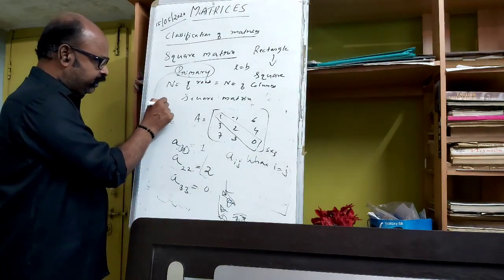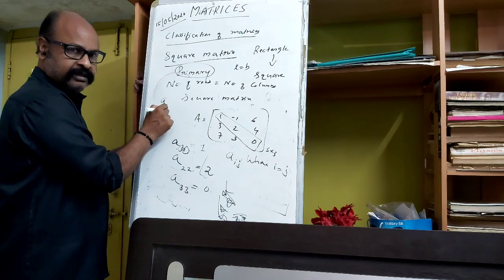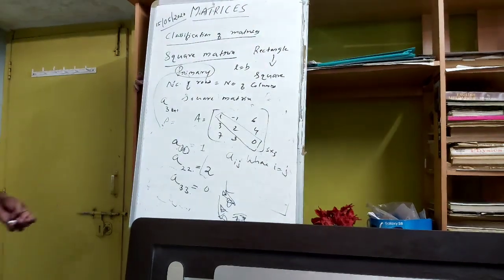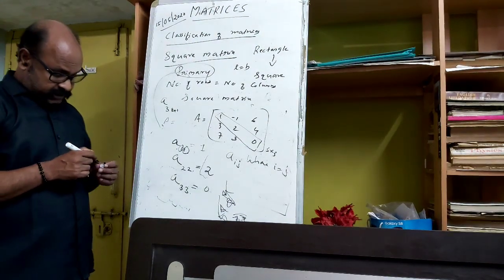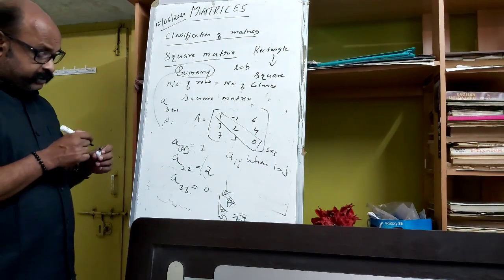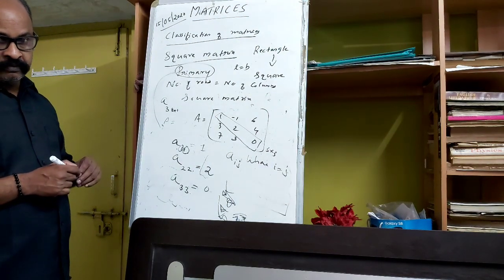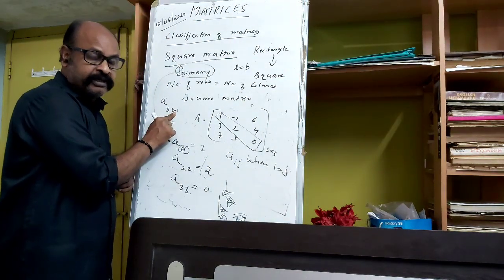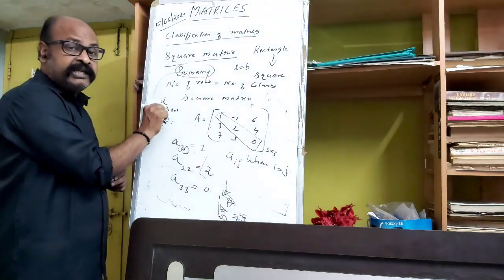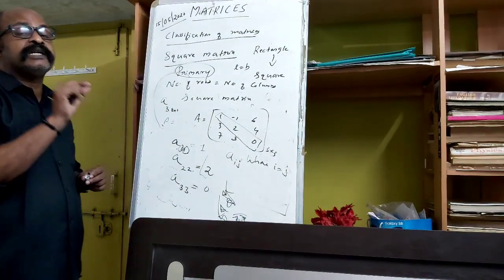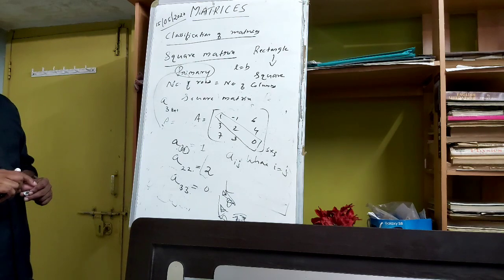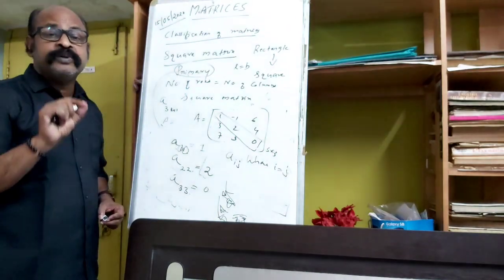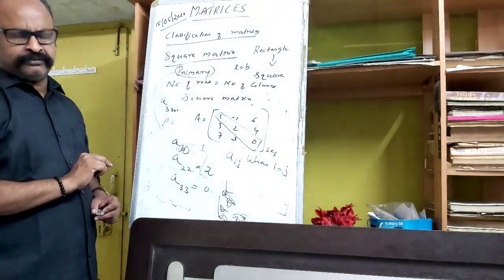Given A3,k plus 1. What does it mean? The row number is 3 and the column number is k plus 1. Make it clear? Row number is 3 and the column number is k plus 1. It is given that A3,k plus 1 is a diagonal element. Now the question is, if it is a diagonal element, then what should be the value of k? Quite clear?